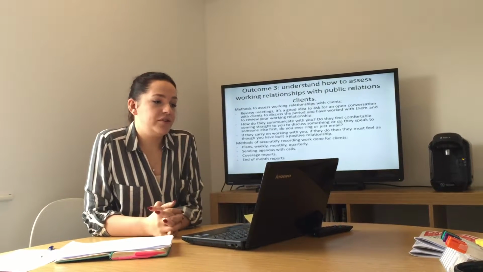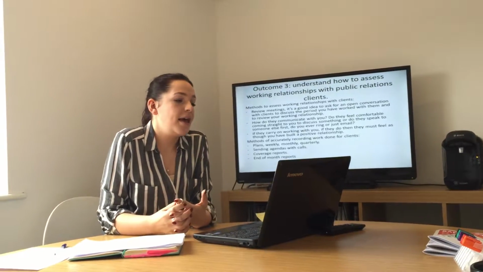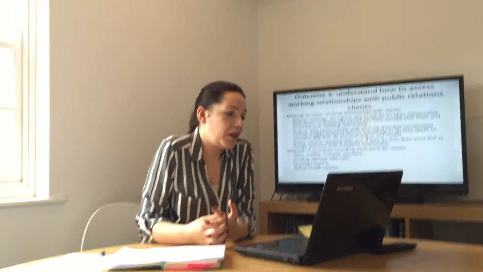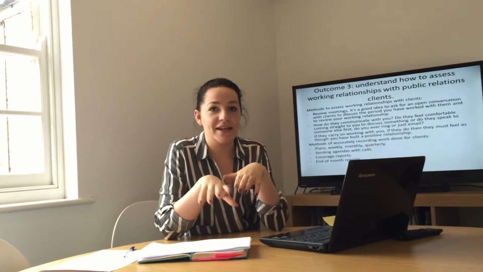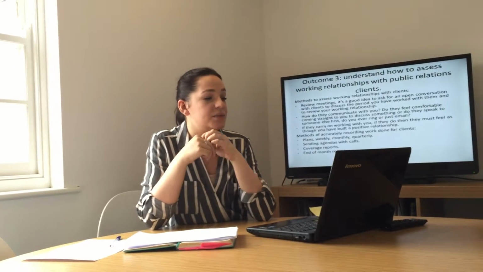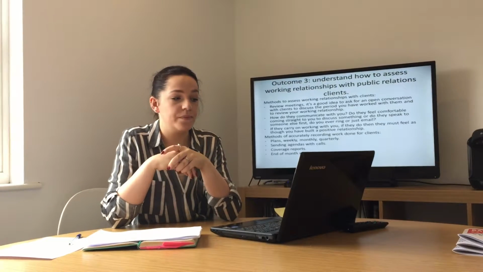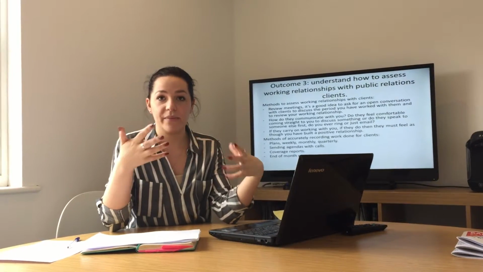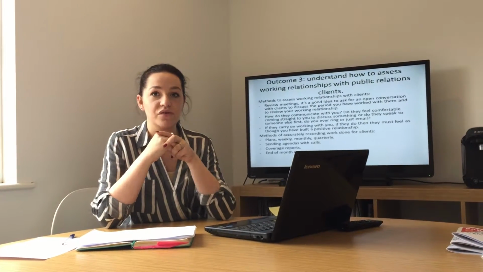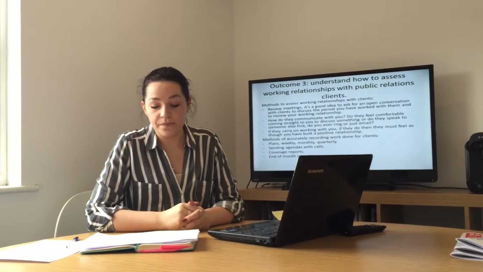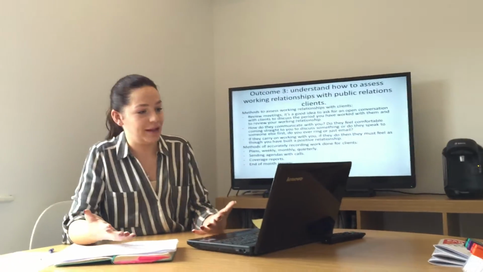And Unit 3, understand how to assess working relationships with public relations clients. So I've just put a few examples down of how you can assess your relationship with clients. A good one which we do is review meetings, so obviously every 6 months or every 12 months we'll go in and have a big meeting with the client, and we'll go through plans, we'll show them results, we'll just talk them through everything we've done and obviously how we've spent the money and all the rest of it.